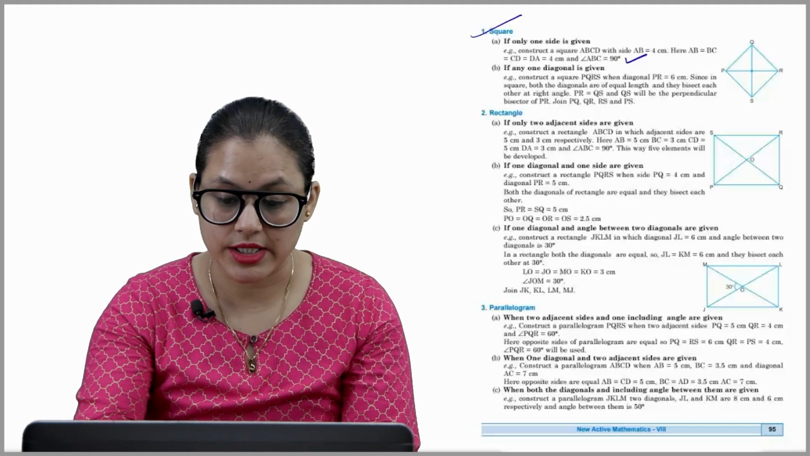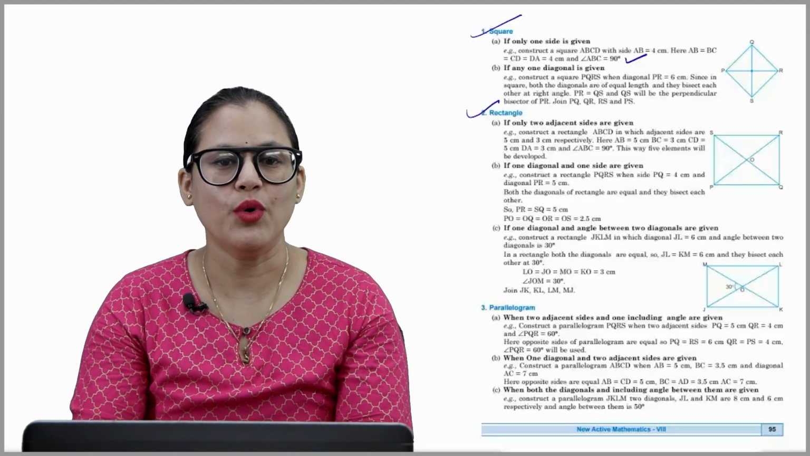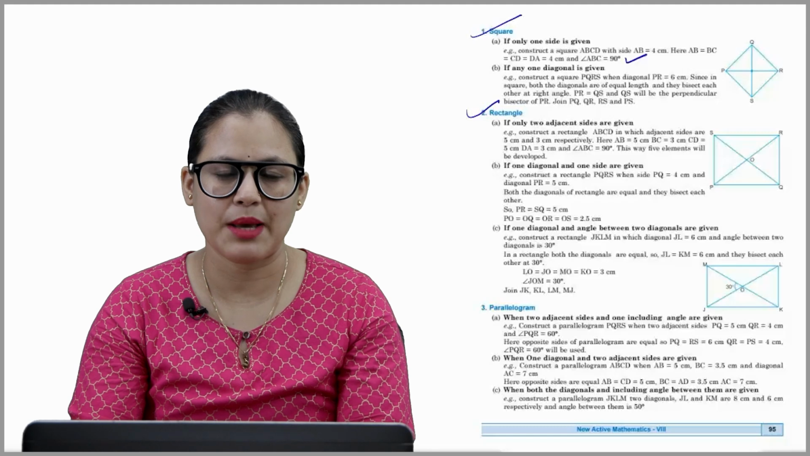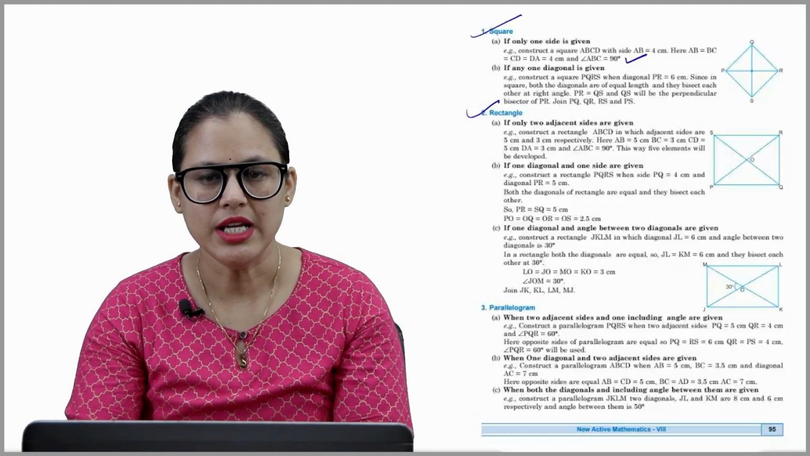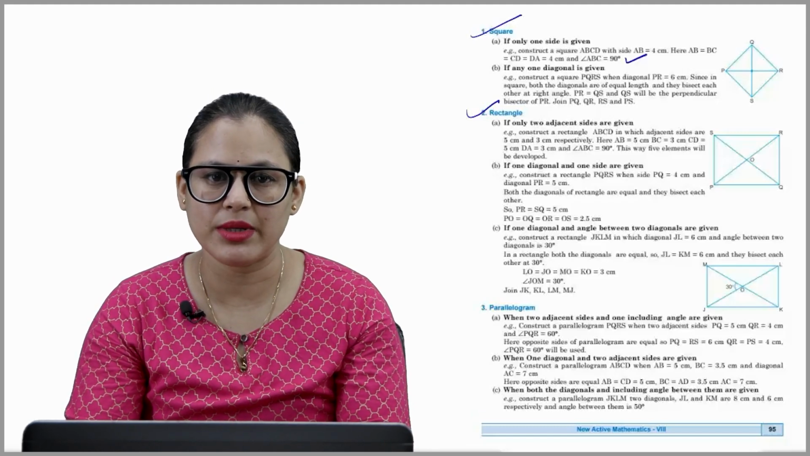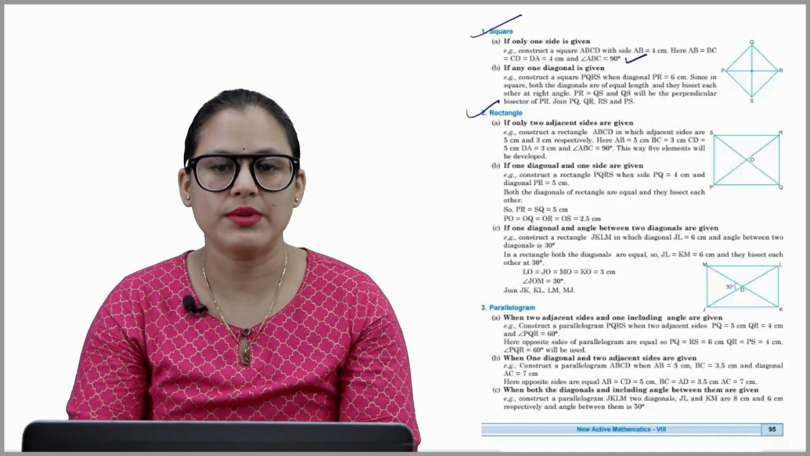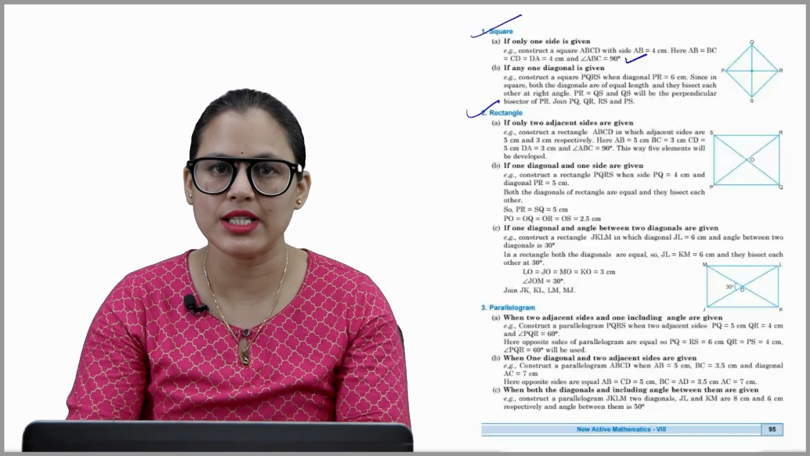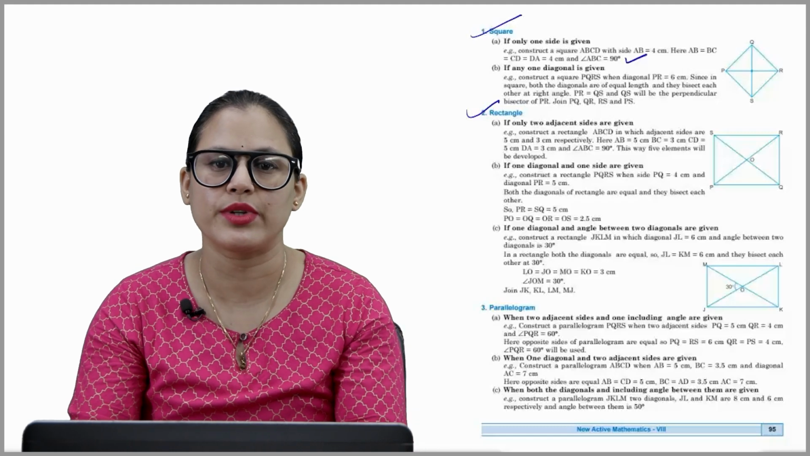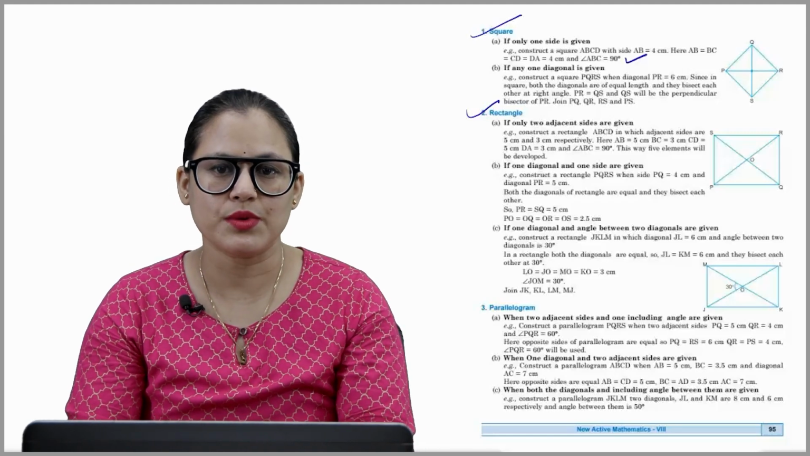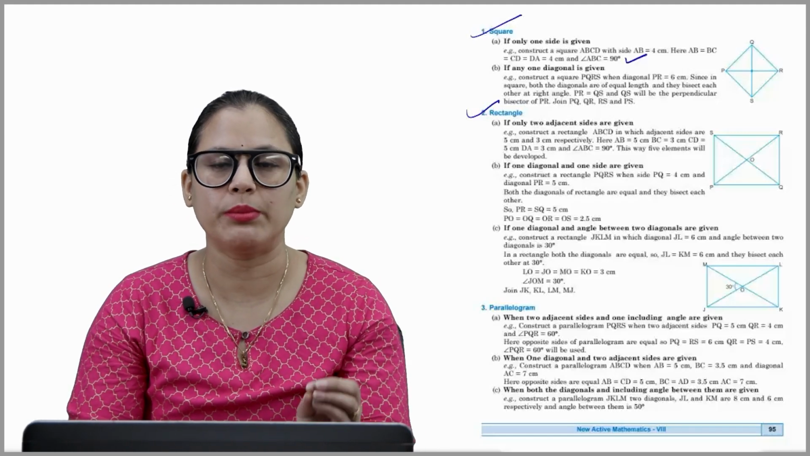Number 2, rectangle. A, if only 2 adjacent sides are given, for example, construct a rectangle ABCD in which adjacent sides are 5 centimeter and 3 centimeter respectively. Here AB equals 5 centimeter, BC equals 3 centimeter, CD equals 5 centimeter, DA equals 3 centimeter and angle ABC equals 90 degree. This way 5 elements will be developed.